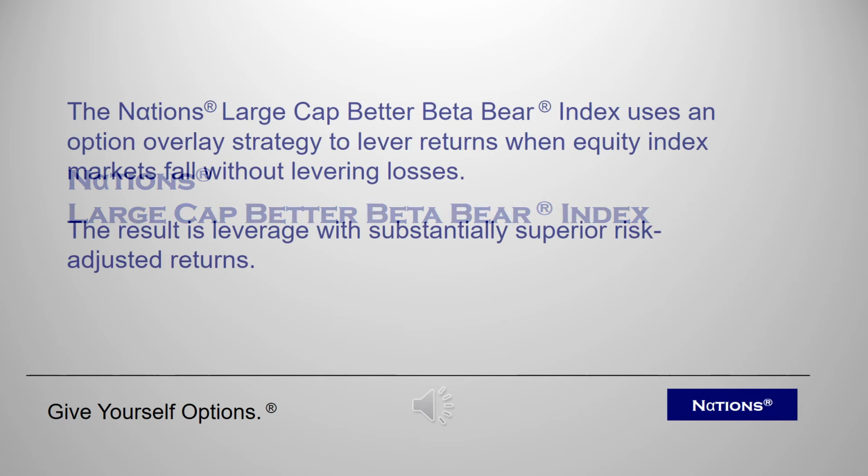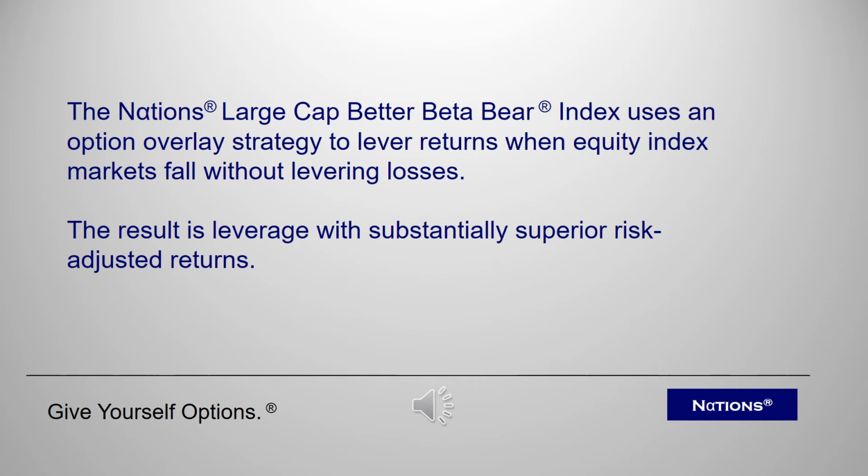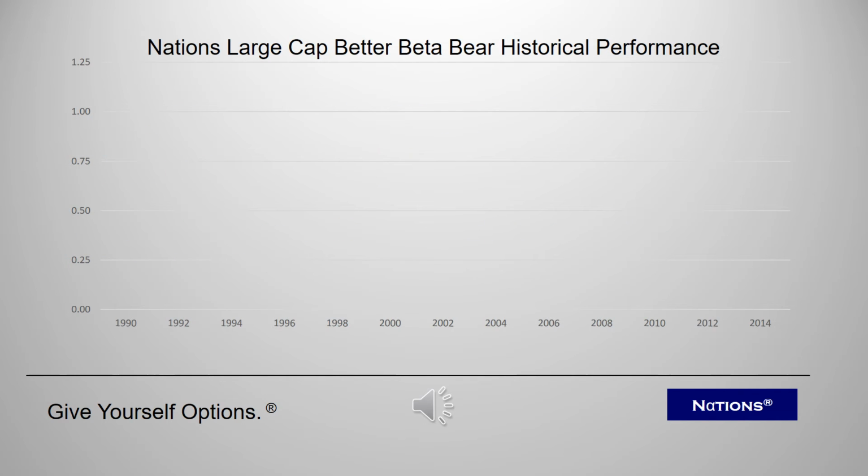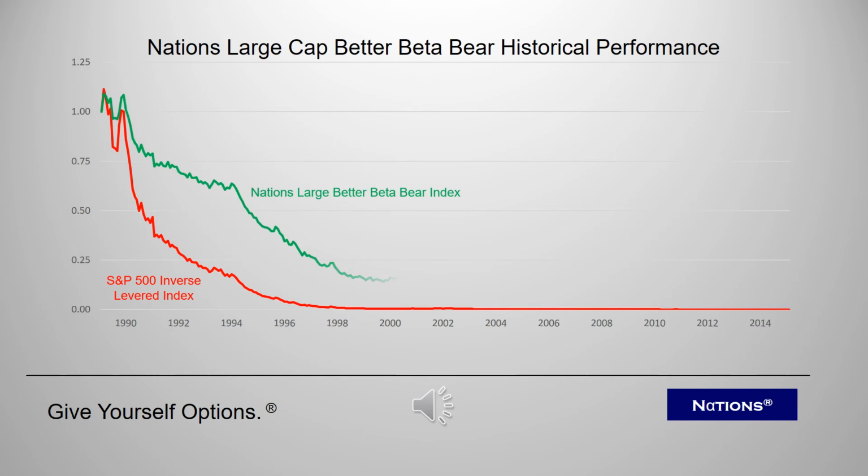The nation's large cap Better Beta Bear Index uses a 1-by-2 put option strategy to lever gains when equity markets fall without levering losses sustained when markets rally. The nation's large cap Better Beta Bear Index generates substantially superior risk-adjusted returns for traders attempting to short equity markets, as well as investors looking for a more advanced hedging vehicle. The nation's Better Beta Bear Index outperforms the traditional inverse leverage strategies by using an option overlay that takes advantage of the passage of time as well as issues like option skew.